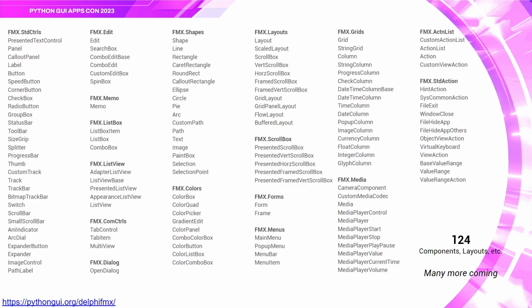There's different shapes you can use: line, rectangle. I like to use rectangle a lot. Arc, pie, circle, ellipse. There's different color pickers, and then there's different layouts. There's a layout which is kind of just a standard invisible box that you can use to help you design your forms. There's scaled layout, there's scroll boxes, vertical scroll boxes, there's grid layouts, grid panel layout, that's one I use a lot. Different scroll boxes. Then there's forms and frames. There's menus, which is the standard Windows style menu that you would get at the top of an application. There's different grids and some other different things which are kind of unique to this framework.